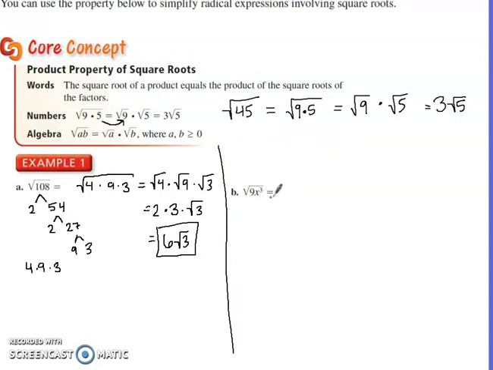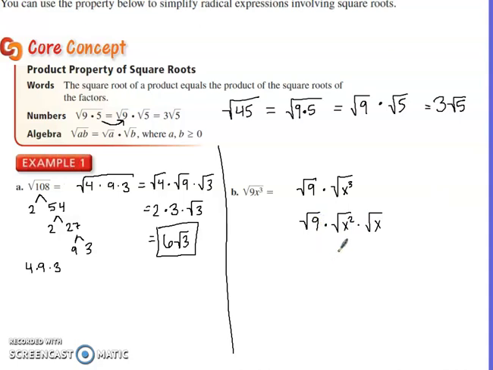For B, I know that 9 is a perfect square, so I'm going to split up my 9 with my x to the third power. Now, x to the third power is not a perfect square, but x squared is. So what I can do is split this up as x squared multiplied by x. So these two give me x to the third power. I just split them up into two separate radicals.